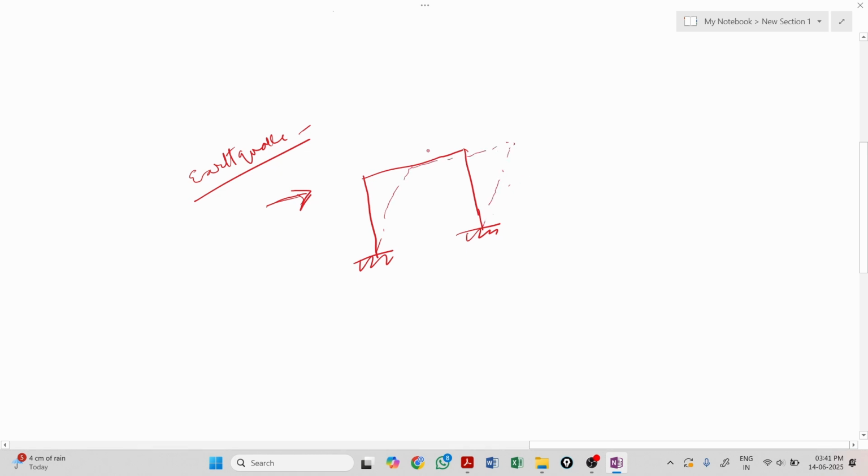So first of all, let's start with understanding how a frame or a building works when a force, that is a lateral force, is acting. Usually what happens is an earthquake load is a lateral force that is acting, and this is a frame structure, and this sways, obviously, right? This will sway.